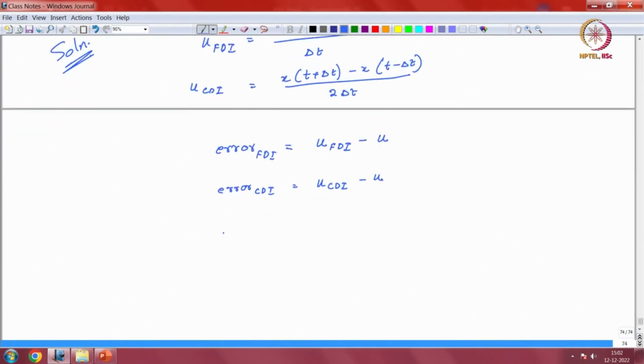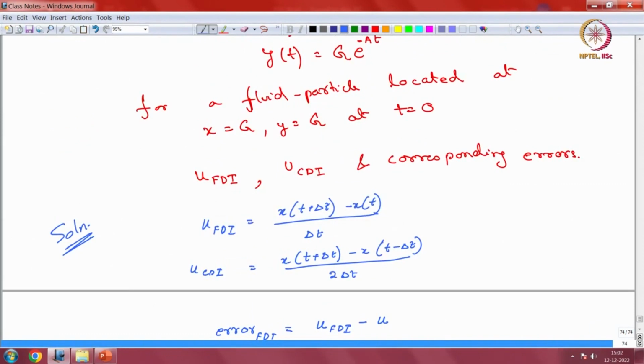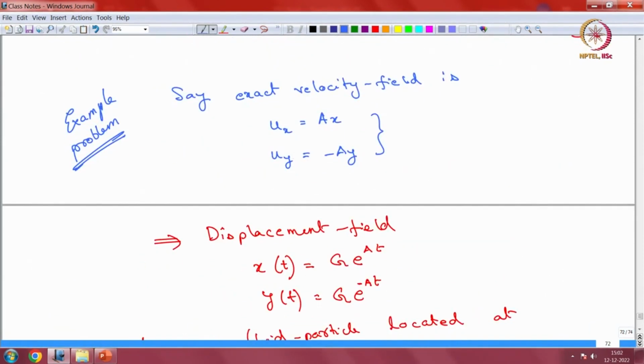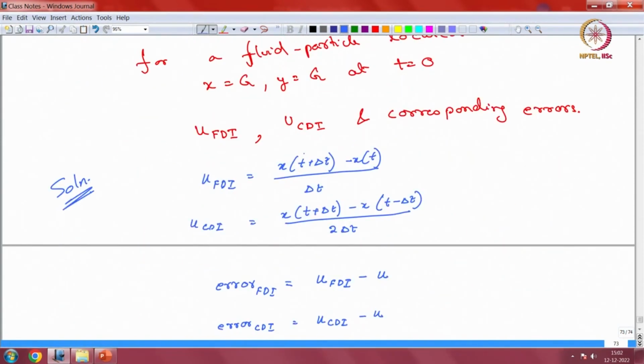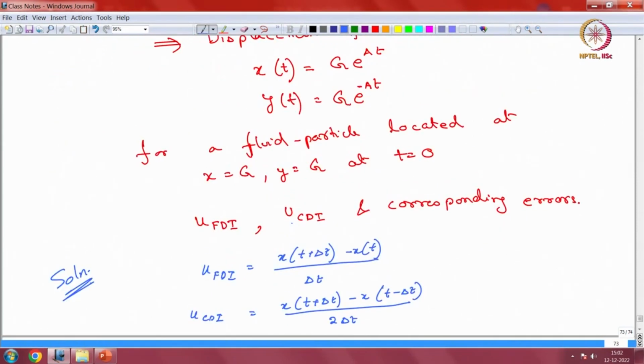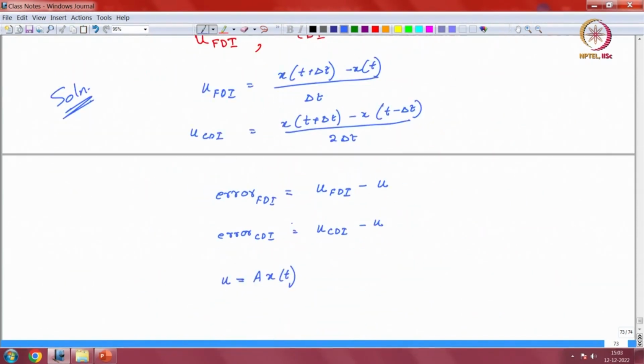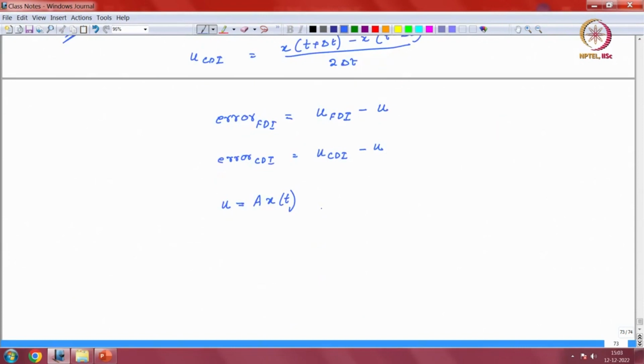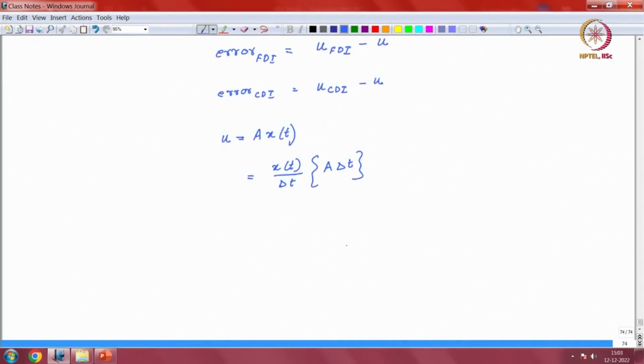Now for my u, I know that it is a x to the power t, right? I'm just using this expression here. I've dropped the subscript x because otherwise it's just going to become a bit more complicated. And then I'm just going to rewrite this a little bit, as delta t and a times delta t. Okay, so this is nothing but the original expression which has been rewritten.